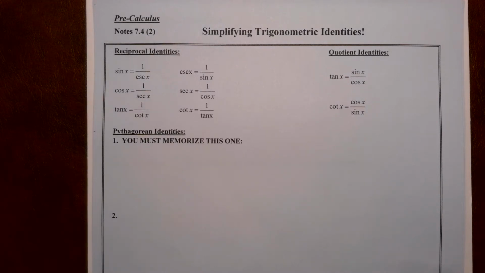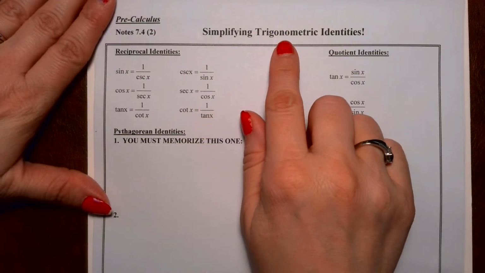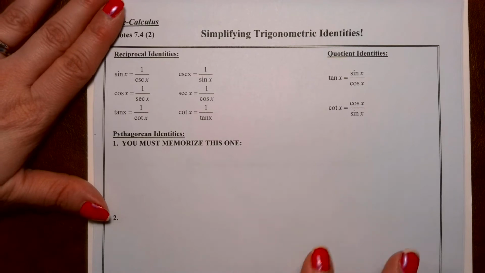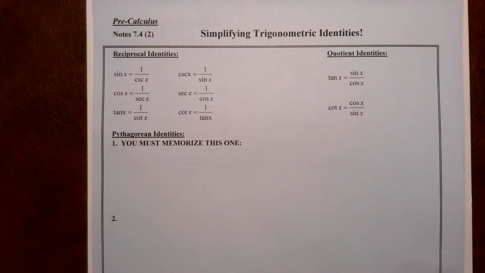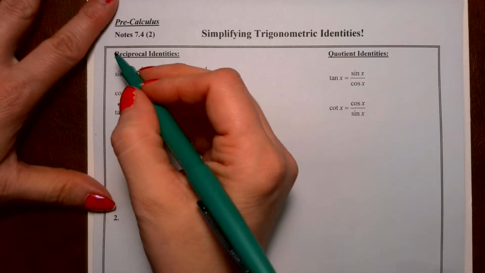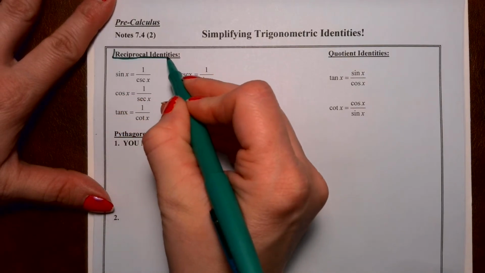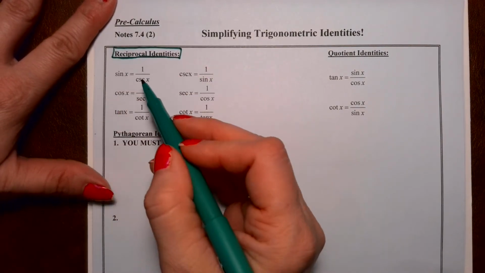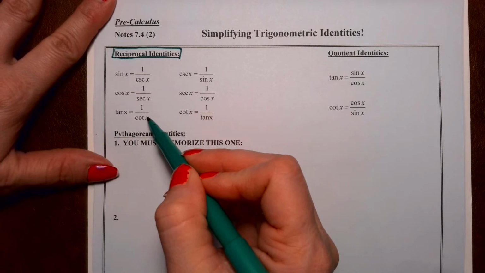Hi, pre-calc. We are still going to be working on getting good at simplifying trigonometric identities. First thing we should do is go over all of the identities we need to know in order to do this. So the first set are the reciprocal identities, right? And these are all identities that you can change.